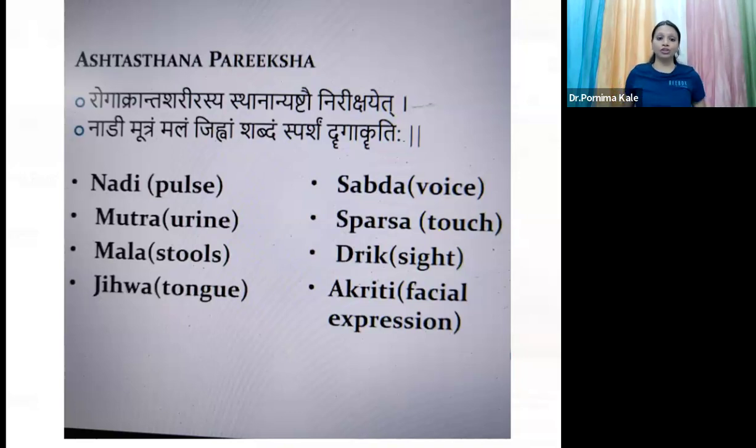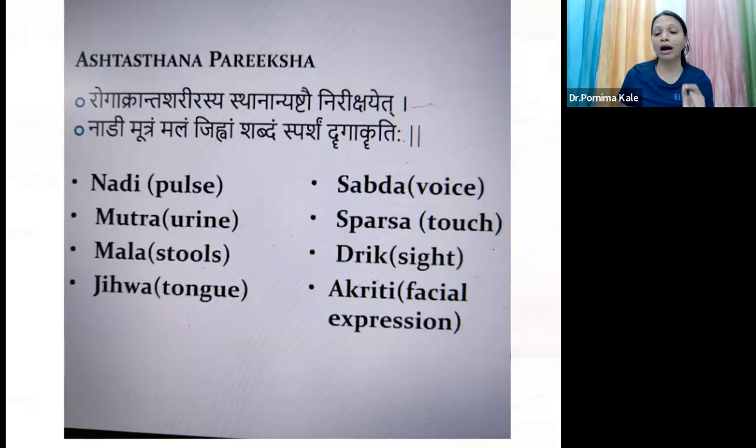Okay, mala, stool, again a very important aspect, because constipation is said to be the mother of every disease. अगर constipation है तो आपको fever से लेके cancer तक कोई भी बीमारी हो सकती है. So the frequency of stool, the color of stool, if blood is passing through stool, whether the stool is hard or loose, we will ask them details about their bowel habits or bowel movements.